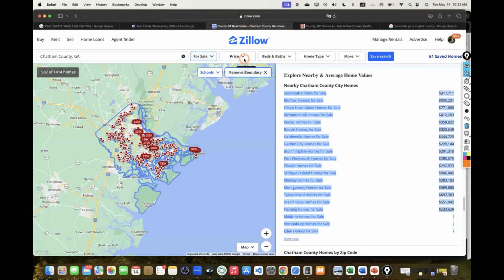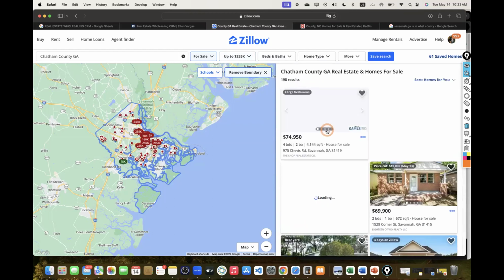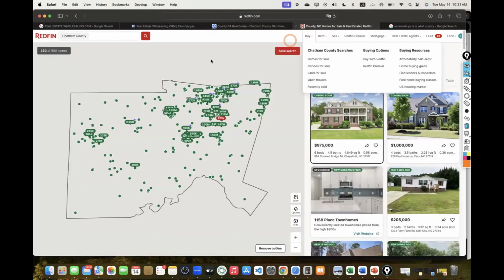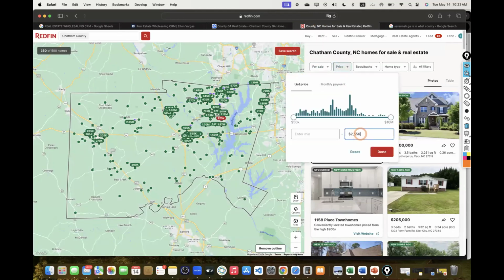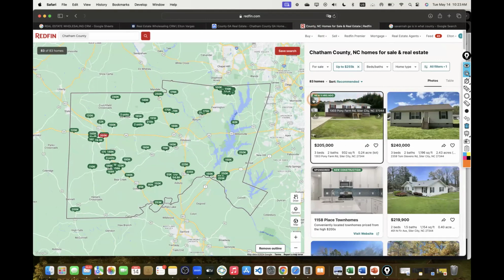So now I'm going to set a price restriction in Zillow of $255,000, and let's see how many deals I'm going to be able to find. It went from 1,400 or 1,500 properties down to 200 properties overall in the entire county. I'm going to do that through Zillow, and also through Redfin as well. Because the more platforms you have access to, the better. Hold on, this is not Chatham County.